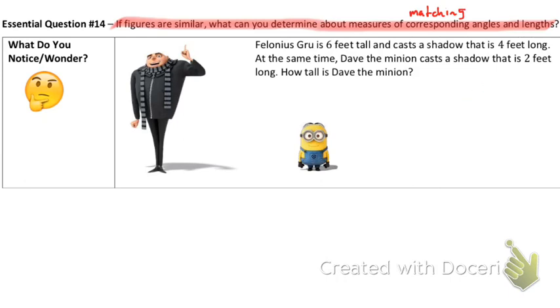Alright? So we have a little word problem here dealing with similar figures. It says Gru is 6 feet tall and casts a shadow that is 4 feet long. So let's draw that in. Gru is 6 feet tall and his shadow is 4 feet long.